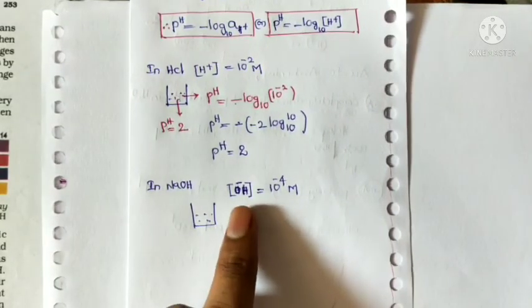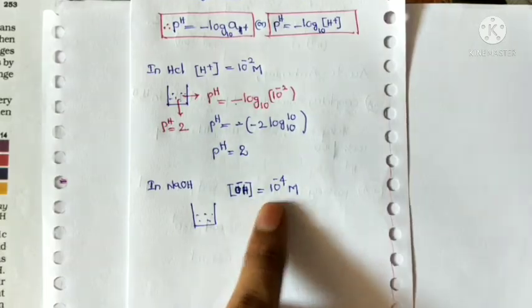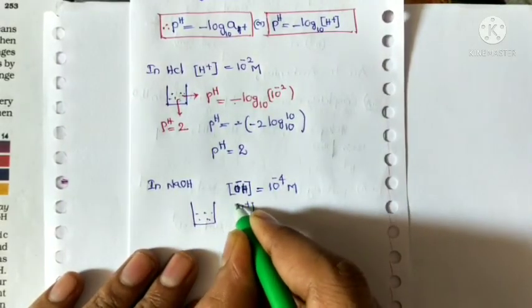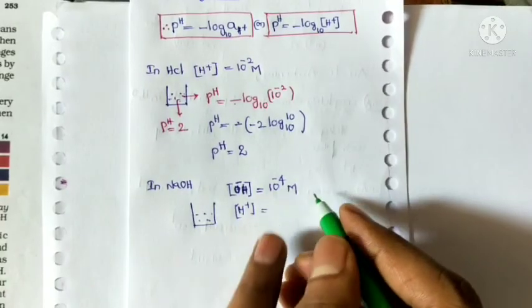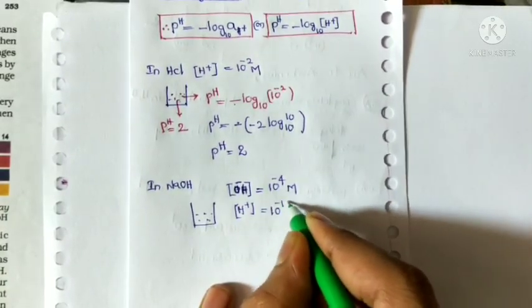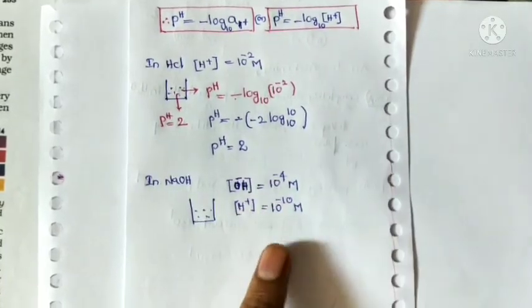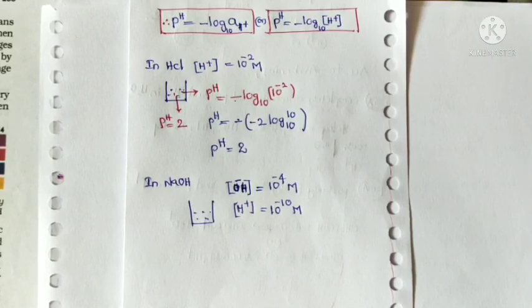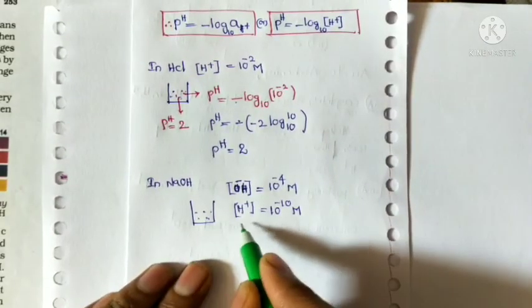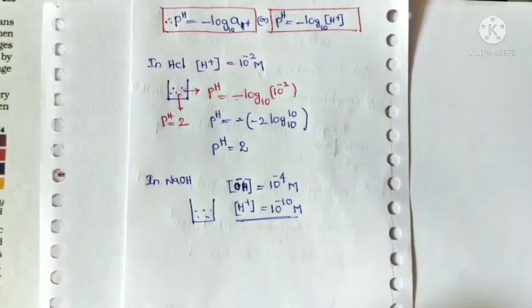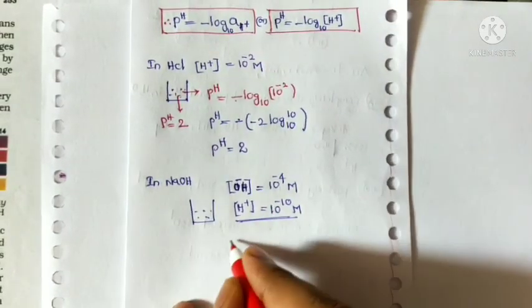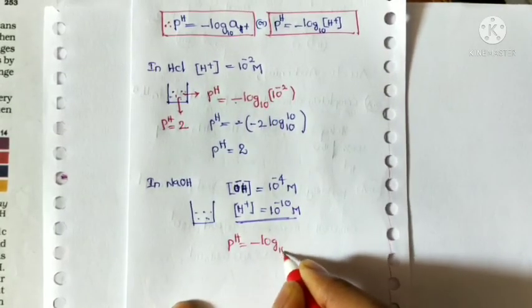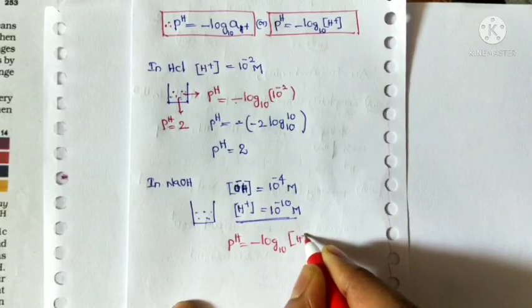If the OH minus ion concentration is 10 to the power of -4, what is the H plus ion concentration? Tell me. It is 10 to the power of -10 molar, because the total is 10 to the power of -14. So we can determine the pH value by using the H plus ion concentration. Now write down the principle: pH equals the negative logarithm base 10 of the concentration of H plus ions.